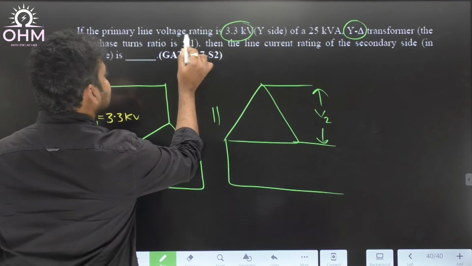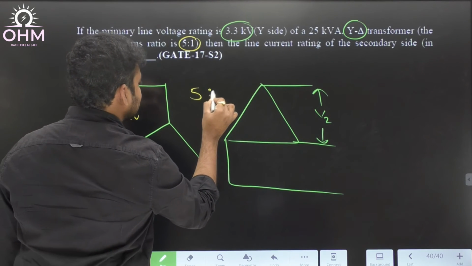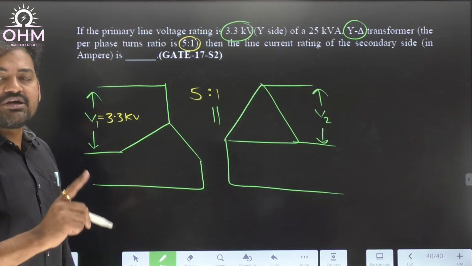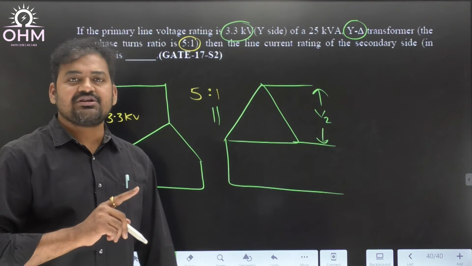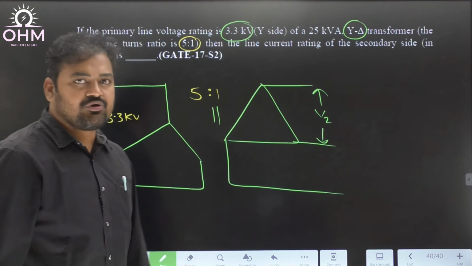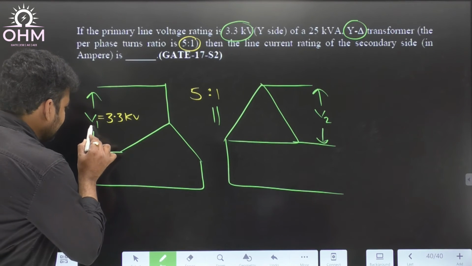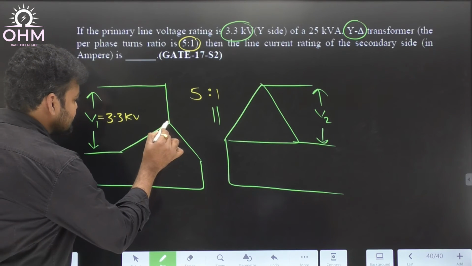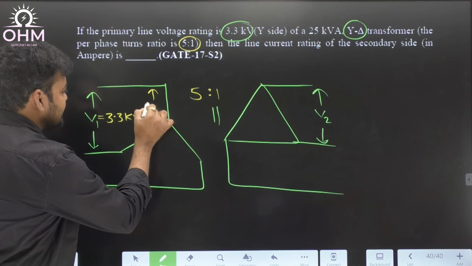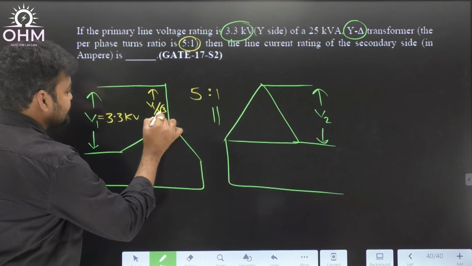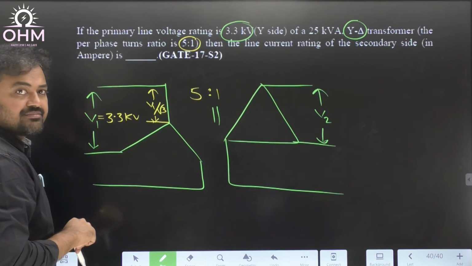And what is the turns ratio? 5:1. See, turns ratio is 5:1. We know turns ratio is always a phase voltage ratio, not line voltage ratio. Now see, input side line voltage V1. So what is the phase voltage will become? Is it nothing but V1 by root 3 or 3.3 by root 3?